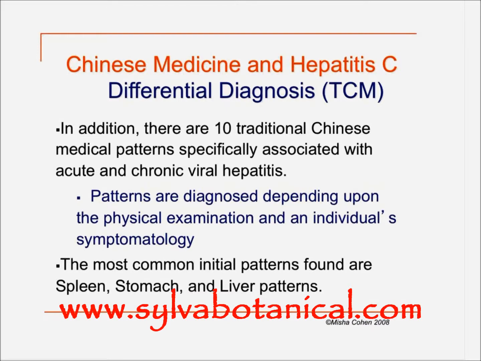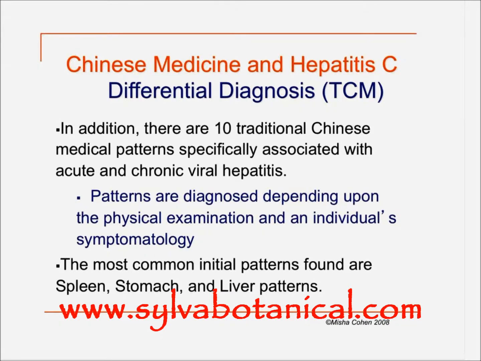Even though this is an epidemic disease and toxic heat is always there, there are at least 10, if not more, traditional Chinese medical patterns. And the most common initial patterns are spleen, stomach, and liver patterns.